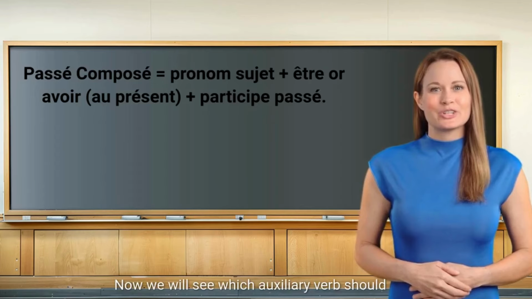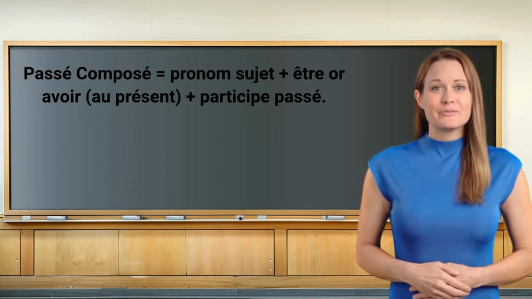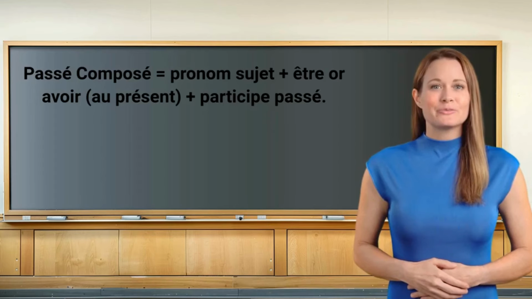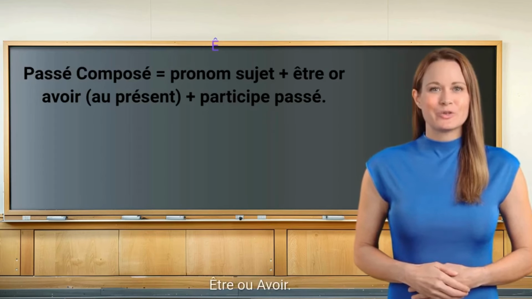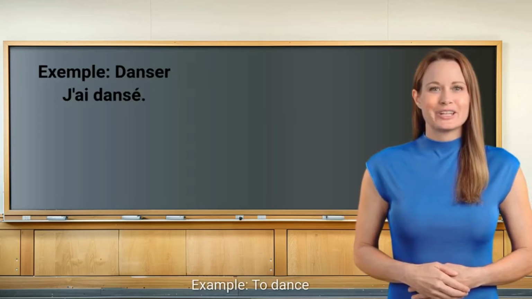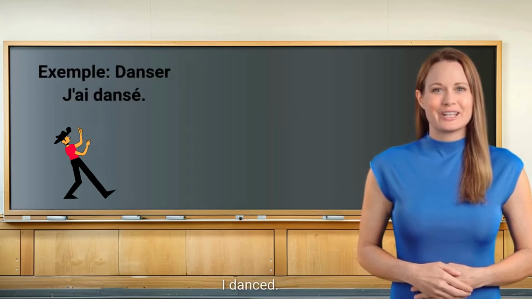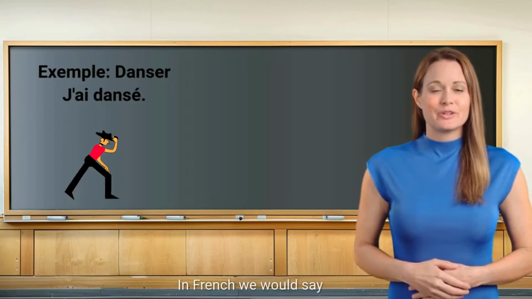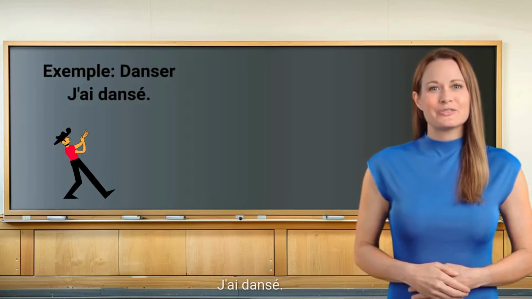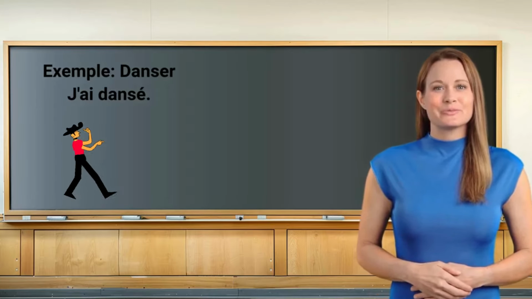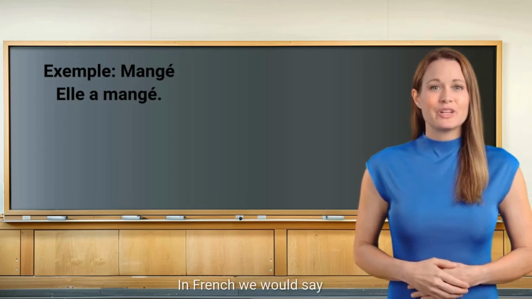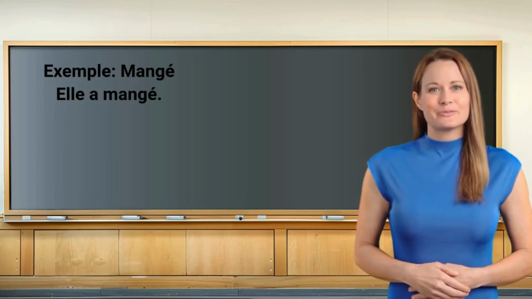Now we will see which auxiliary verb should be used in a sentence. Some regular verbs are used with to be or some are used with to have. In French we say être ou avoir. Example, to dance. I danced, or I have danced. In French we would say J'ai dansé. Next example. To eat. She ate, or she has eaten. In French we would say Elle a mangé.